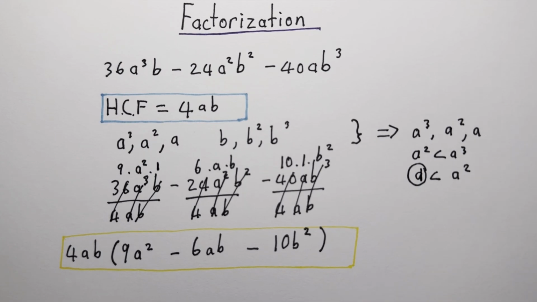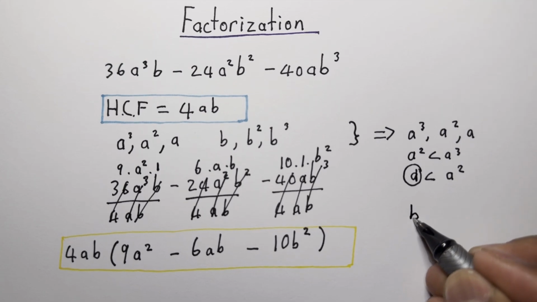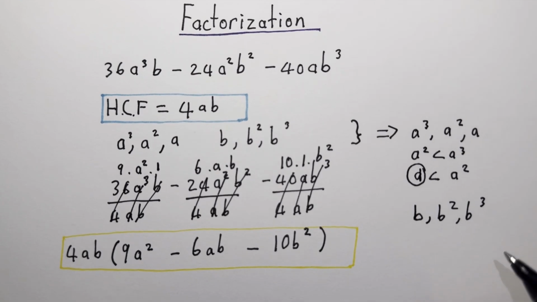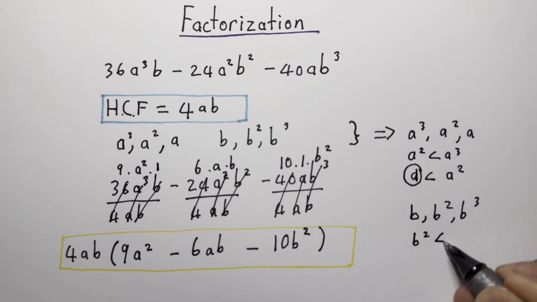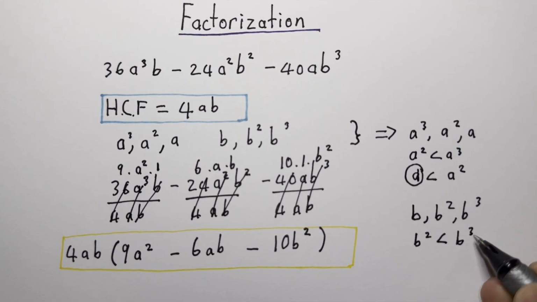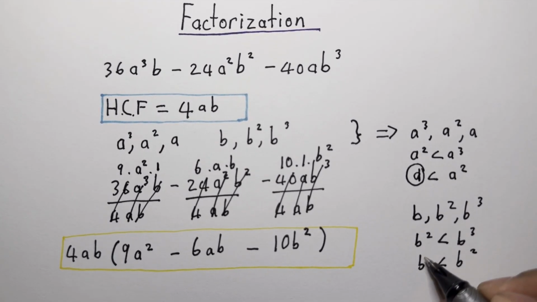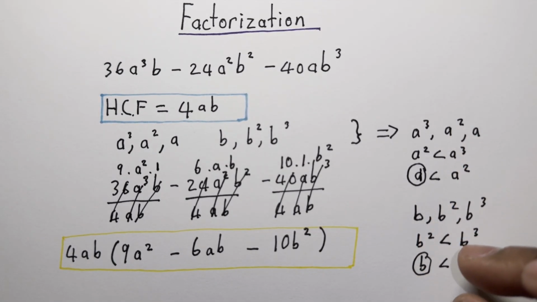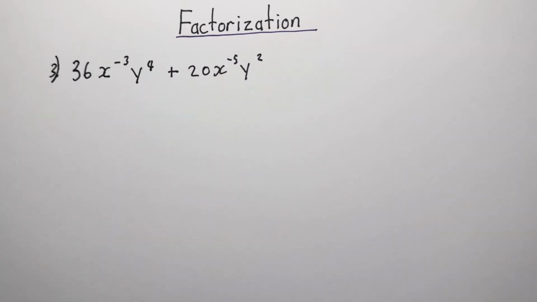I apologize for that. And we will do the same for the b terms. So we have b squared, b cubed. B squared is less than b cubed, and b is less than b squared, and we chose b. Hence, this is how you will show your working whenever you get a problem like this. Now let's look at our third problem.